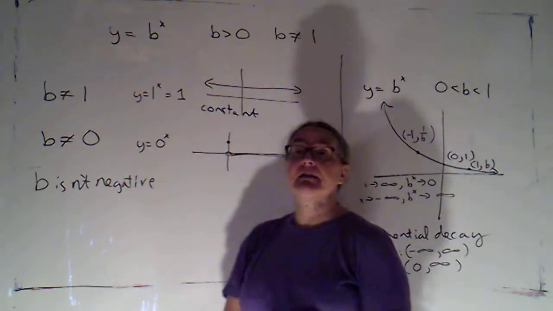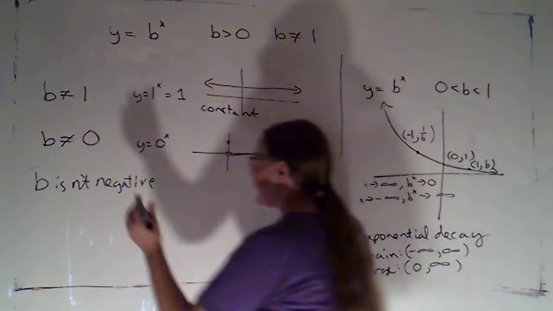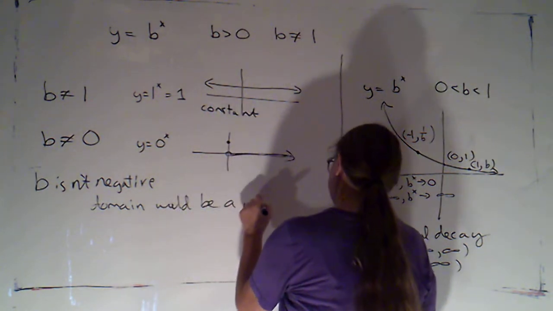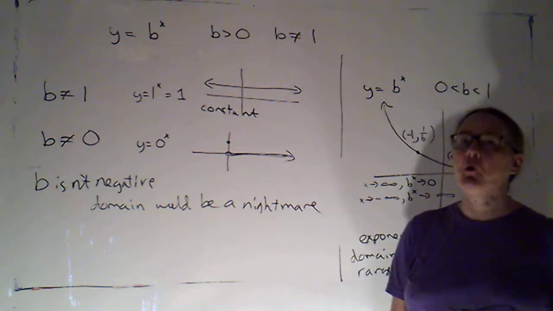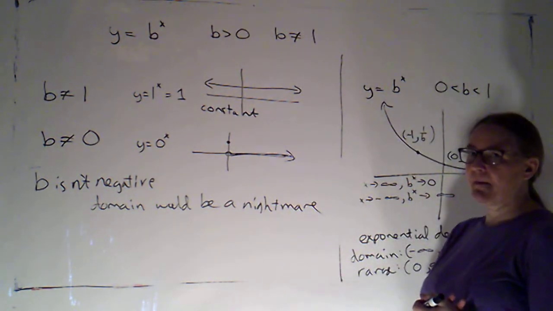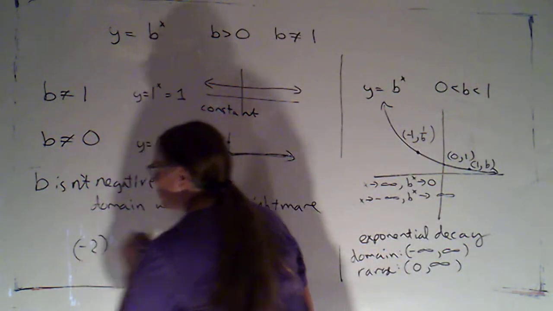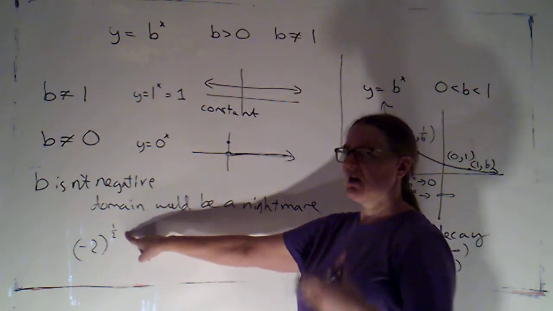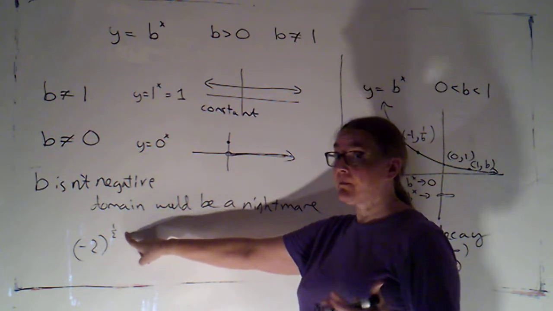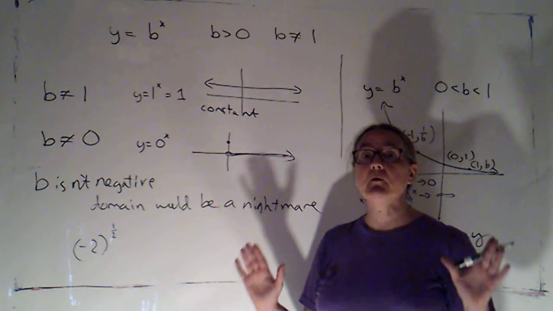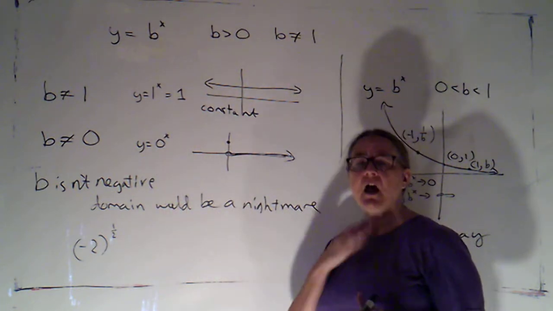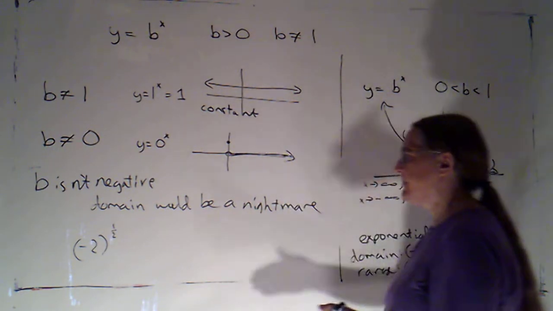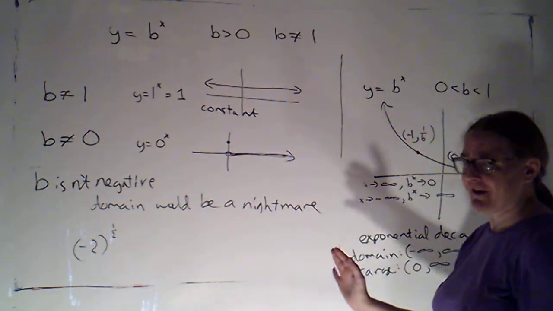Now, why don't we allow the base to be negative? In this case, that's just because the domain would be a nightmare. If I had a negative number as the base, let's just say we had -2, then I can't take that to the 1/2 power because that would be the square root of -2. Now, in the complex numbers, I can do that, but we are working now in the real numbers. The only time we were really working in the complex numbers was with polynomials because that allowed us to find n zeros for a polynomial of degree n. We're very concerned with graphing these things, and anytime we're graphing, we're working in the real numbers.